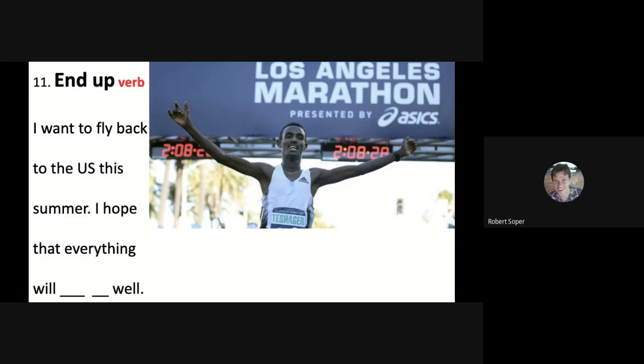So what do we think about end up? Do we use it at the start, the middle, or at the end? We kind of use it at the end. When we use end up, it refers to the end of an event.